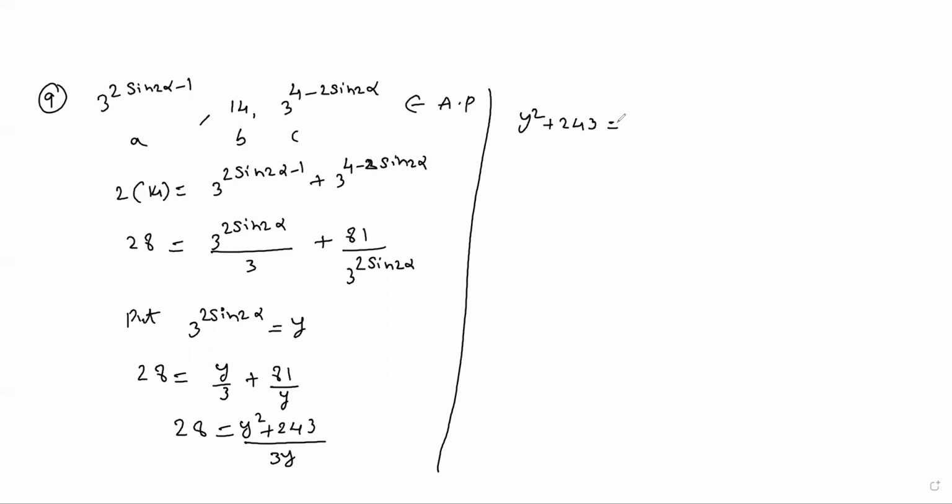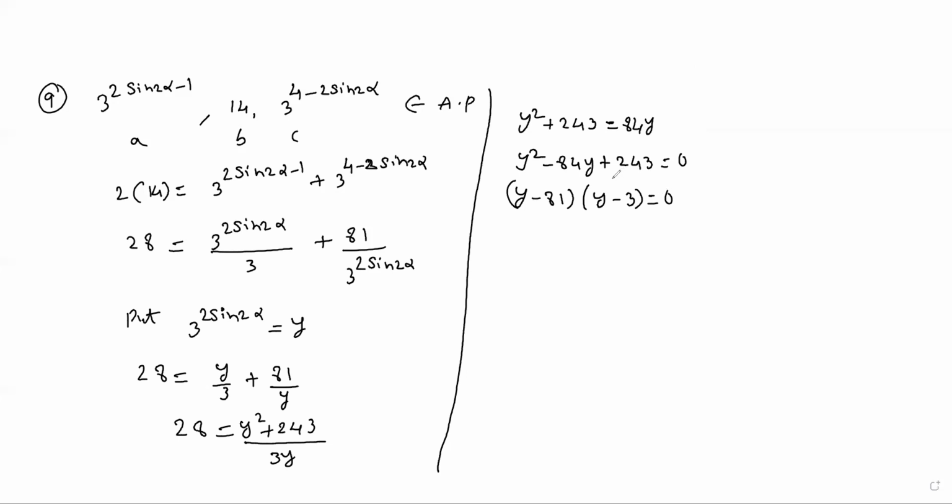Clearly you'll get exactly minus 84y here. Now that is 84y. Send this to the left side: y square minus 84y plus 243 is equal to 0. By factorizing this, 243 we know is 81 into 3. This we can make factors: y minus 81 into y minus 3 is equal to 0.